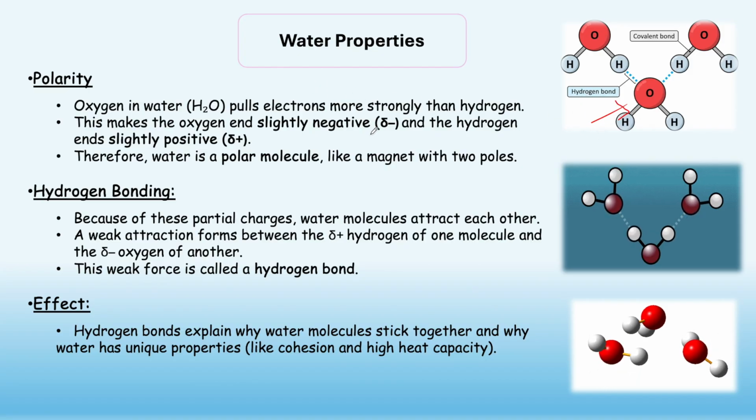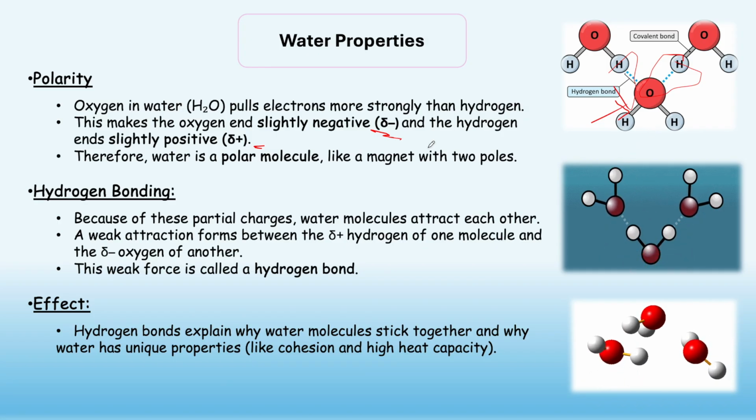That will make a negative charge appear on the top of oxygen. We call it partially negative, and a slightly positive charge on hydrogen, so we call it partially positive. Therefore it's a polar molecule, like a magnet with two poles. Now, because of these charges, we have chemical bonds between one water molecule and another water molecule. We call them hydrogen bonds.